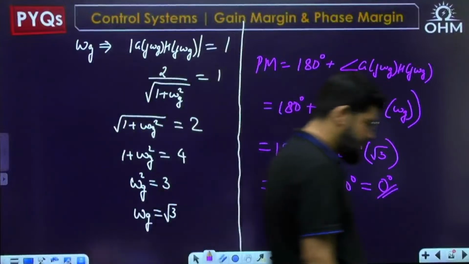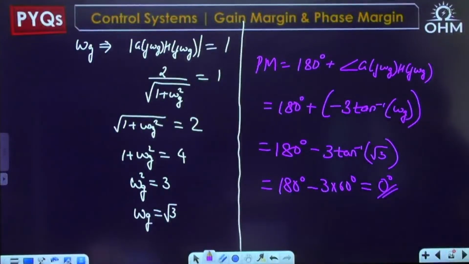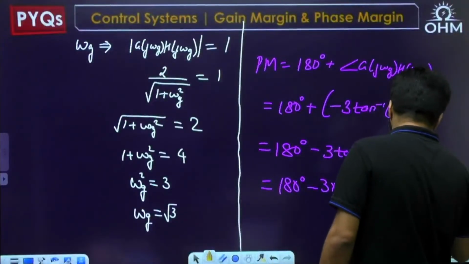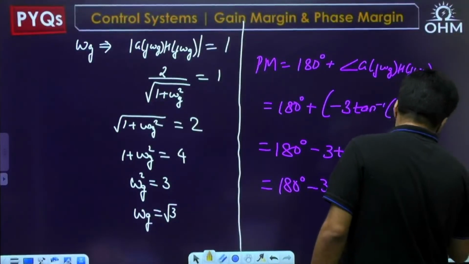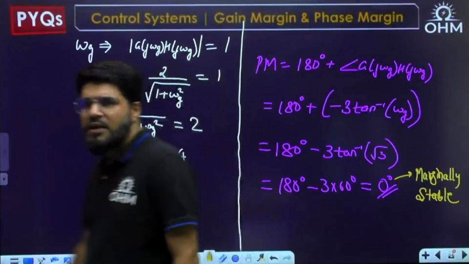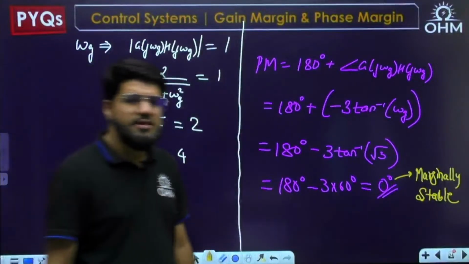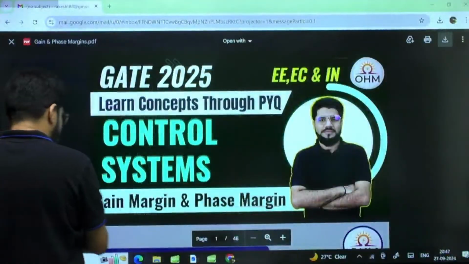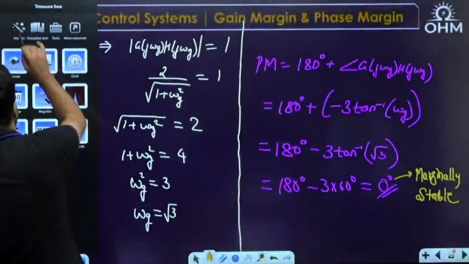What does it mean? Phase margin is 0 degree. We can now conclude, as I've already told you some conclusions, that the system is marginally stable for sure. Let me explain it to you.